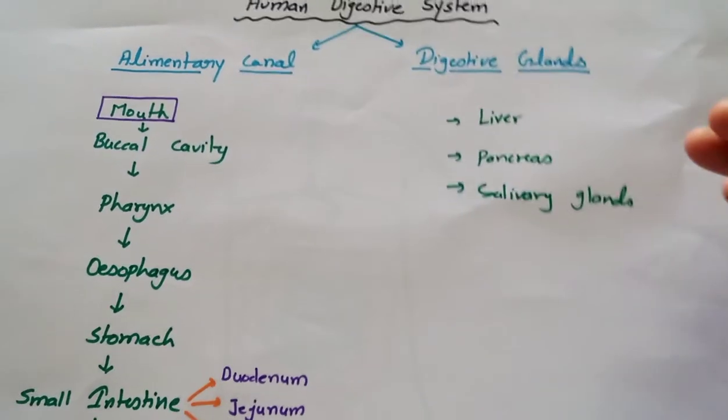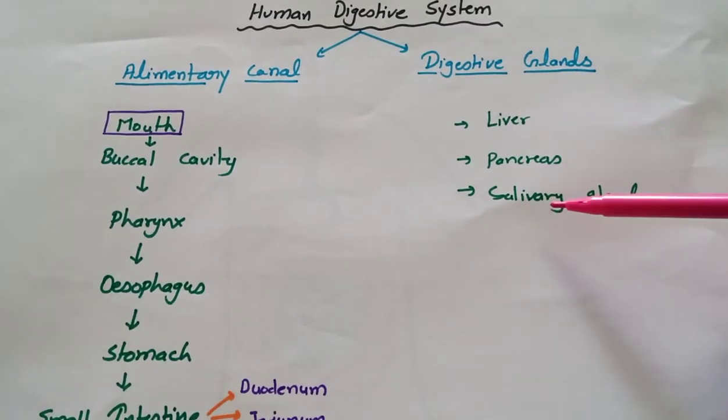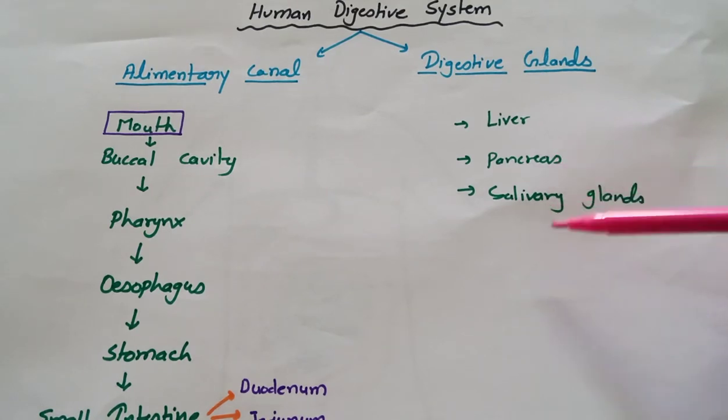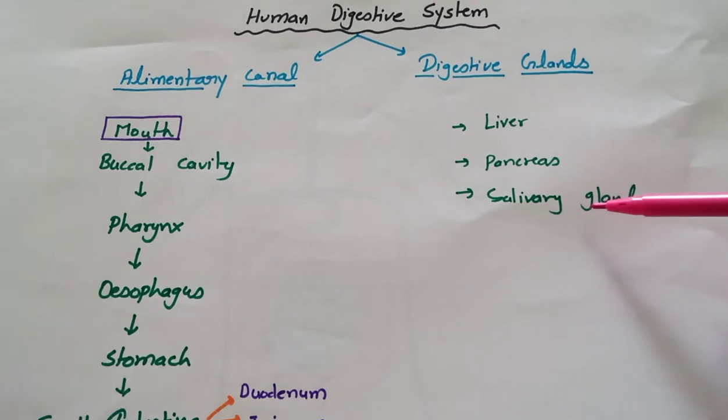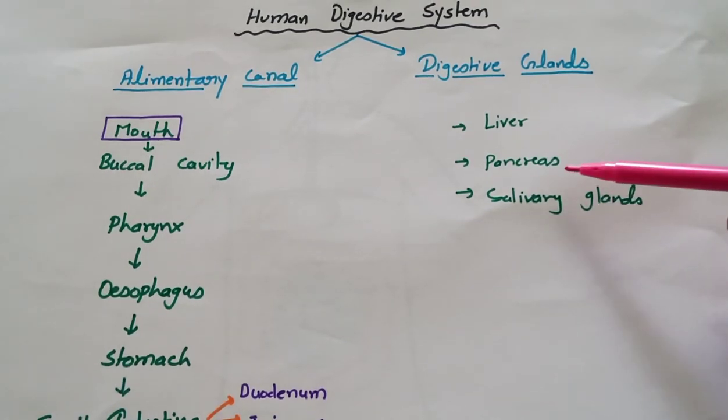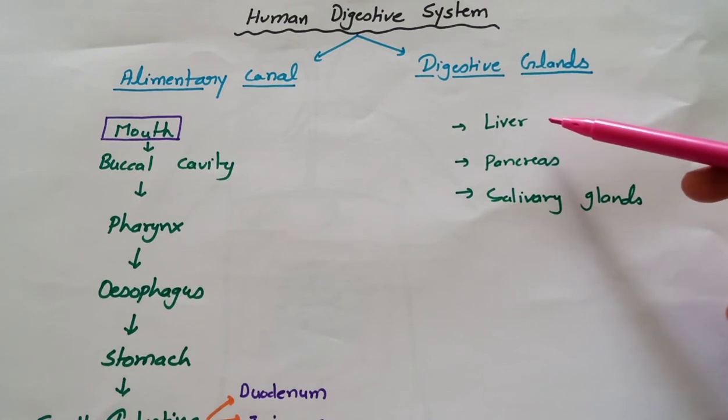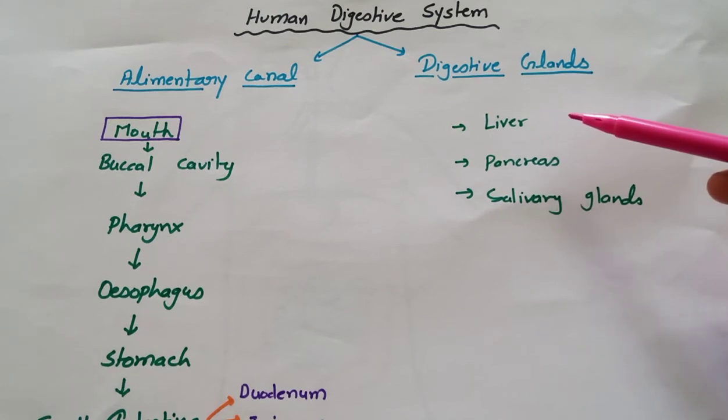Okay, when we talk about the digestive glands, there are three digestive glands present: liver, pancreas and salivary gland. Three pairs of salivary glands are present in your digestive system, one pancreas and one liver. In the liver there is one leaf-like structure present, that is called the gallbladder.